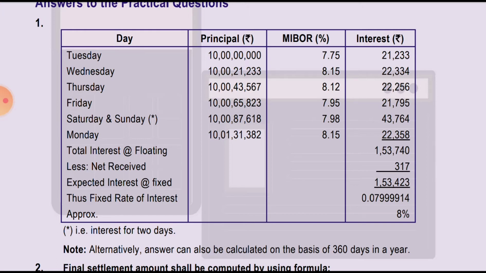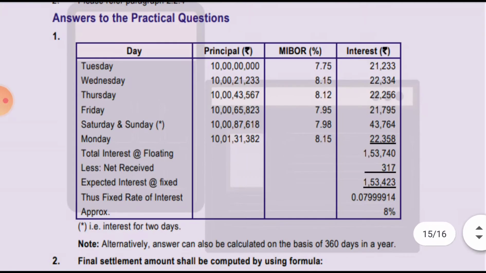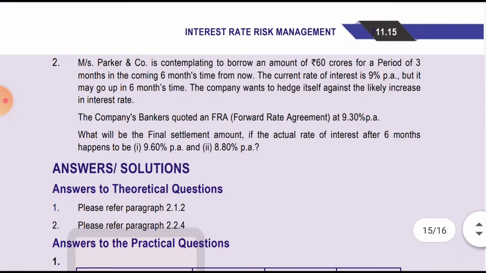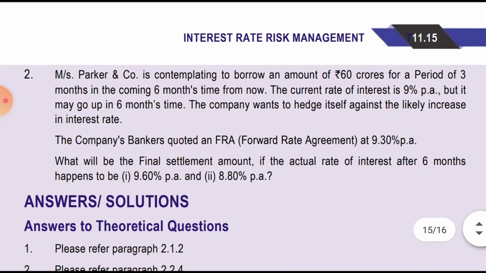Simply we have to prepare a 4 column table. First column day, second principal, third MIBOR, and the total amount. We'll get first the total interest income 1,53,740, deduct 317 from that. We'll get the fixed cost of 1,53,423, and then calculate the percentage, that is 1,53,423 divided by 10 crore into 365 divided by 7, so you will get 8%. So we are done with this first question, and the second question also we'll quickly go through.